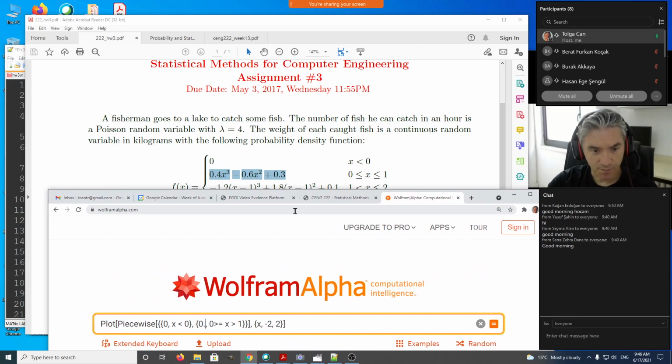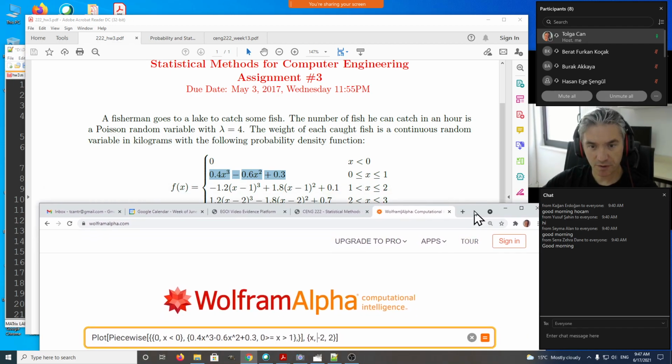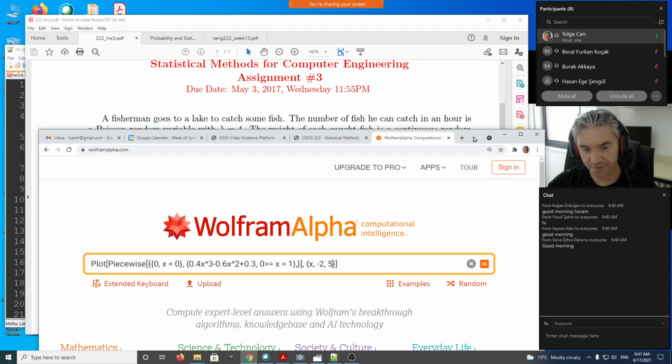Which is 0.4x cubed minus 0.6x squared. The good thing about this is you can write 0.4x without the multiplication sign, so it understands that it's a coefficient of x. You can write it like this, minus 0.6x squared, and plus 0.3. So that's my second piece, right? And this tells you where you want to plot. For example, plot it between -2 and 5. I want to see the boundaries where it's 0, 2.